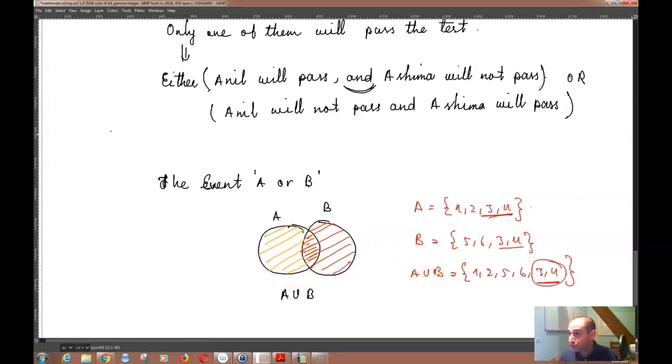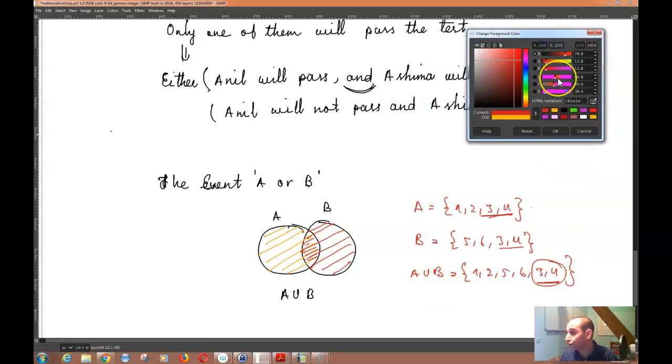So what that means is that the union of two sets A and B, denoted by A union B, contains all those elements which are either in A or in B or in both of them. Meaning that in both, I suppose what they mean by that is this part over here, which is practically A intersection B, right?